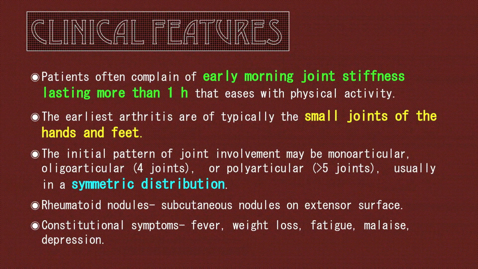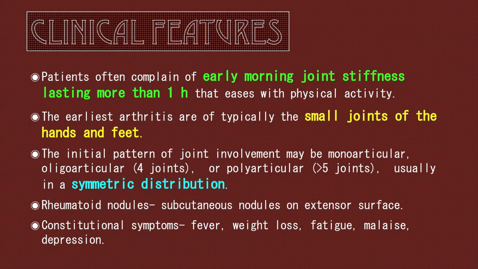The most important clinical feature is early morning joint stiffness. The patient complains of joint stiffness. The joints will not be able to move normally in the morning, especially for 1 hour, and after 1 hour the joint stiffness will slowly go away. Second, the most commonly involved joints in rheumatoid arthritis for pain and stiffness are the small joints of the hands and feet, especially the hands, the fingers.